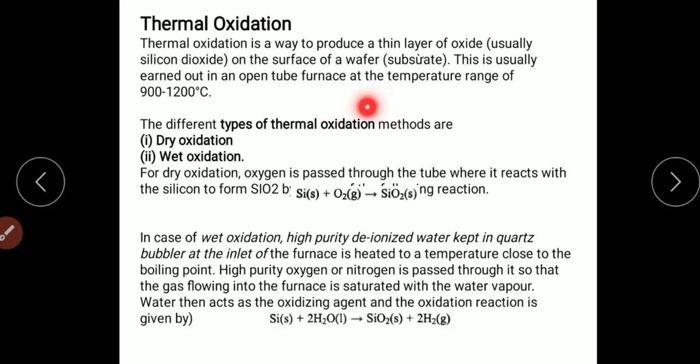Because first of all you have to develop the gate terminal, and after that you have to develop the source and drain regions. There are two different types of oxidation methods: dry oxidation and wet oxidation. For dry oxidation, this is the chemical reaction, and for wet oxidation, it is this chemical reaction. For dry oxidation, oxygen is passed through the tube where it reacts with the silicon to form silicon dioxide. So we are developing the silicon dioxide layer by using the oxidation process.